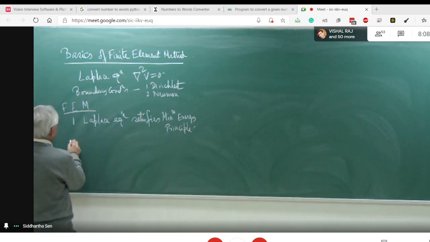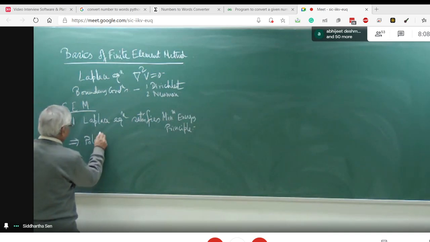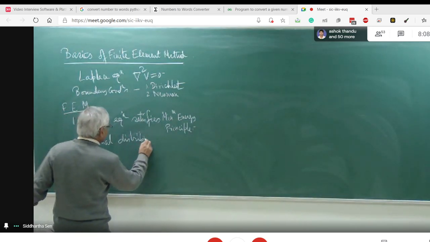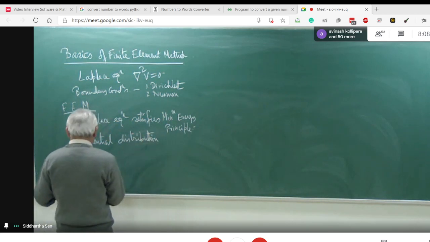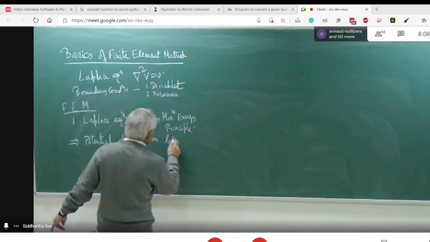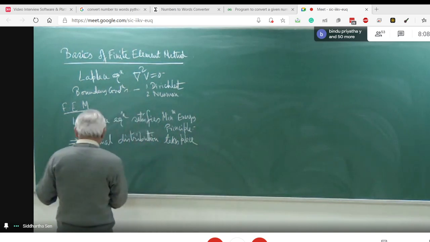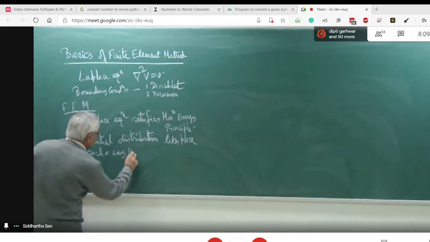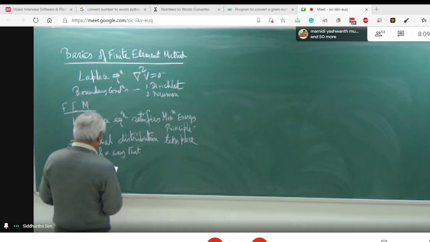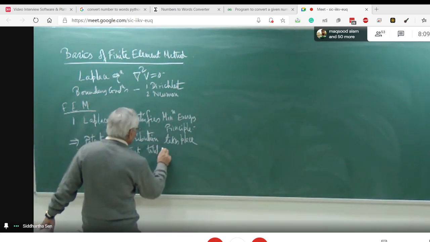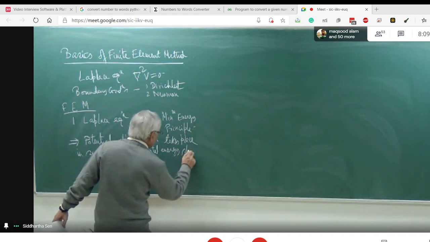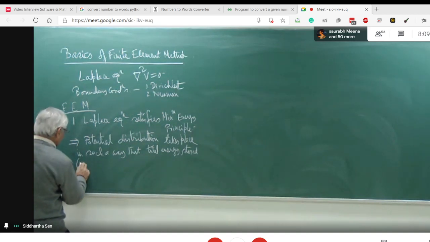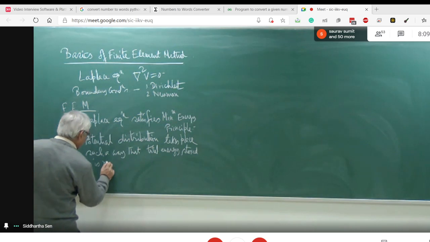It implies that the potential distribution takes place in such a way that the total energy stored, which is basically WE we call it, is minimum.